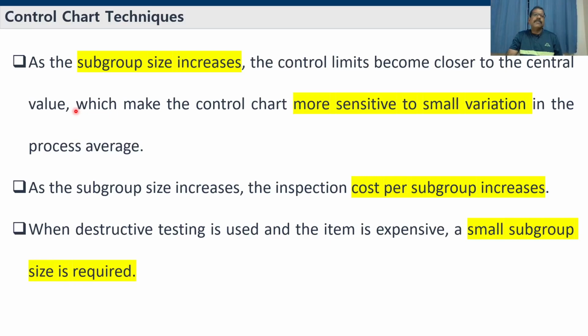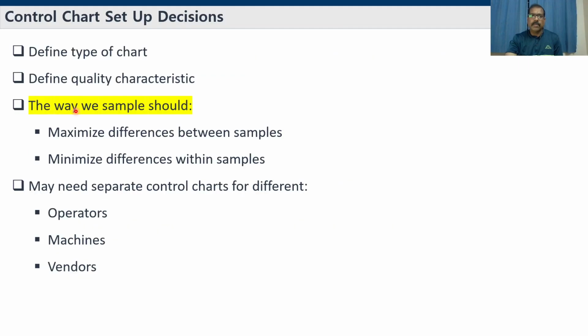Optimization is needed, but we are not going to discuss optimization here. But we need to choose properly. If the sample needs to be destroyed, meaning destructive testing is needed on the sample, then we have to go with a small subgroup size only. We can't go with a big one, because if everything is destructive testing, it is not feasible cost-wise. So we have to choose properly.